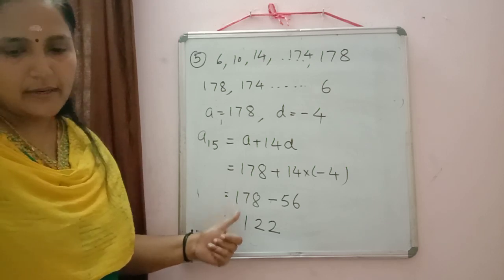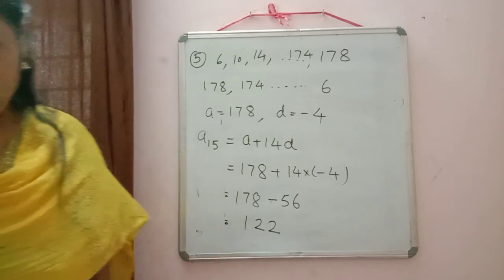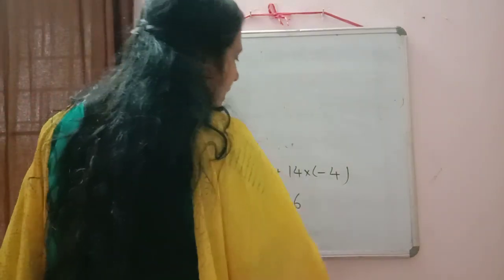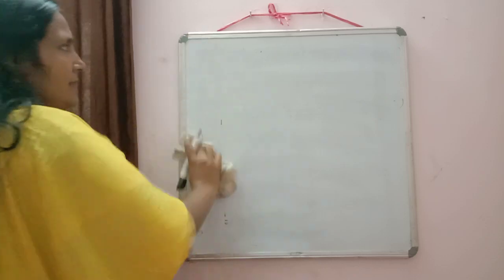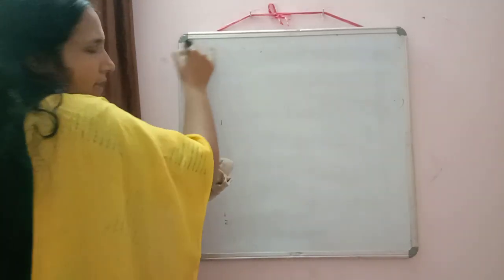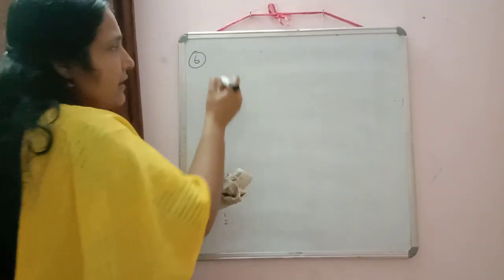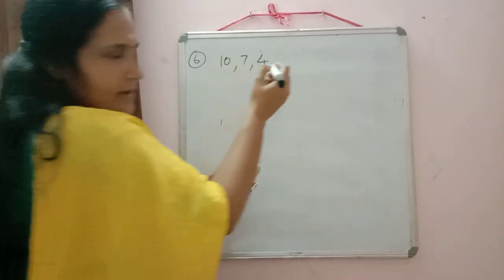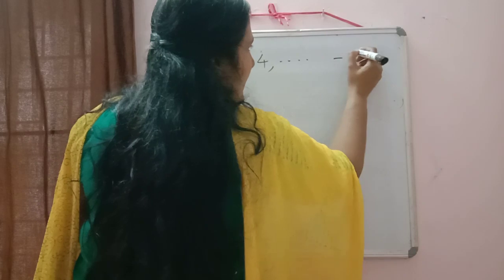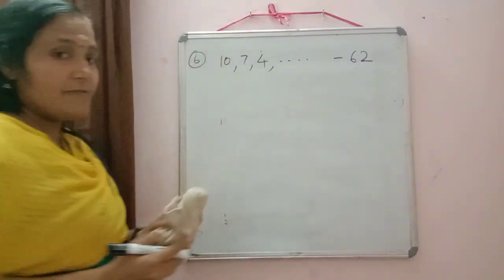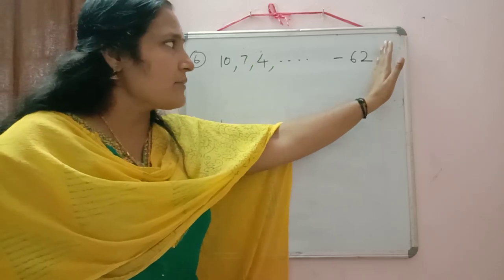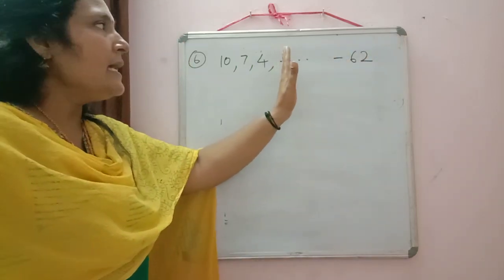Clear? Okay. One more question we will do. Find the 11th term from the last term of the AP: 10, 7, 4, etc., minus 62. We have to calculate the 11th term from the last. Means we have to calculate the 11th term from the end there.